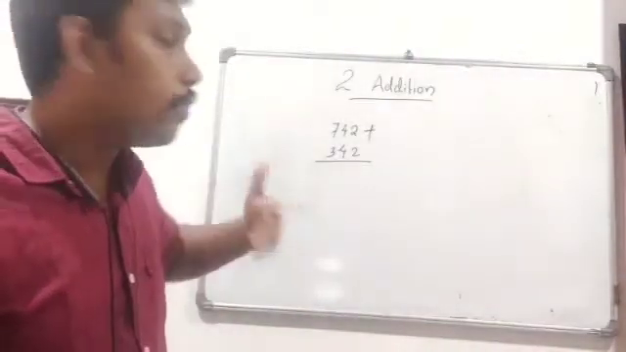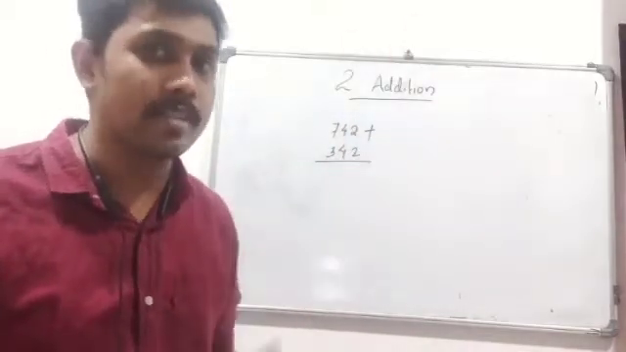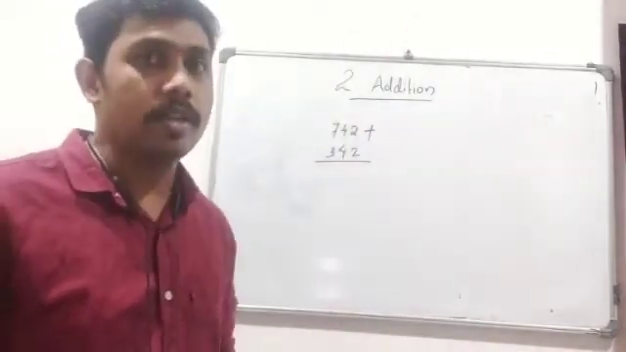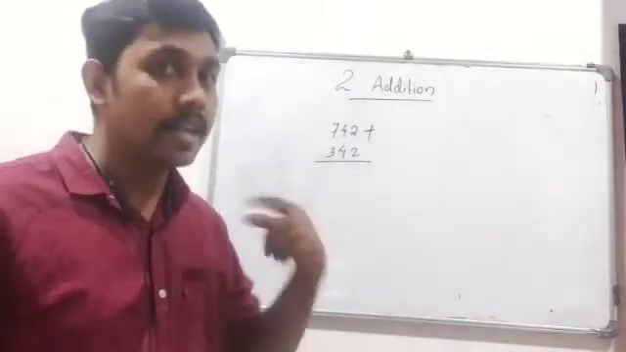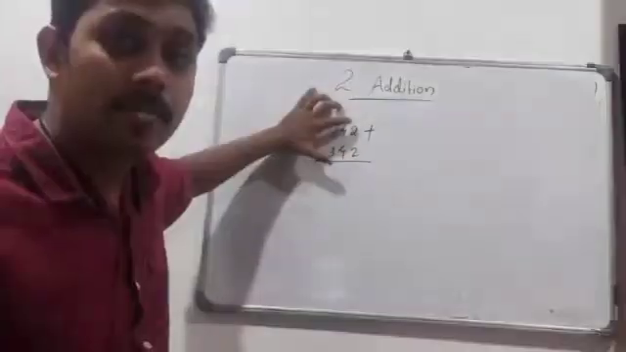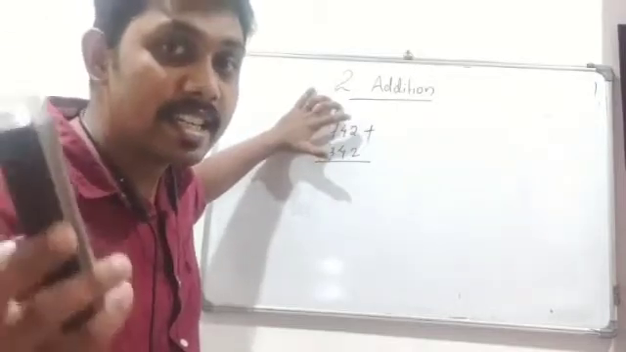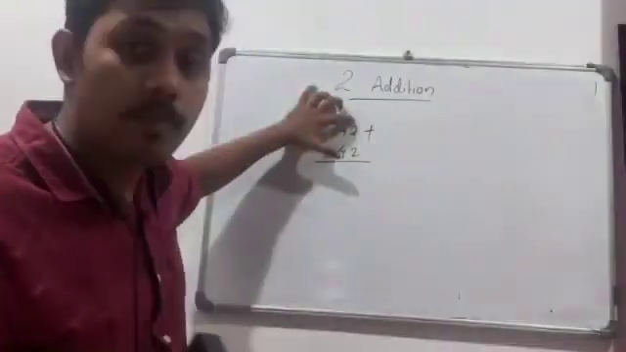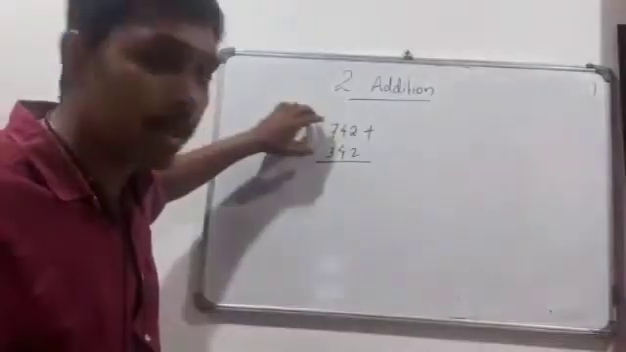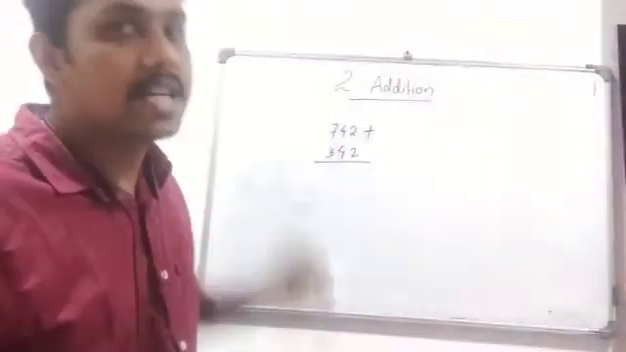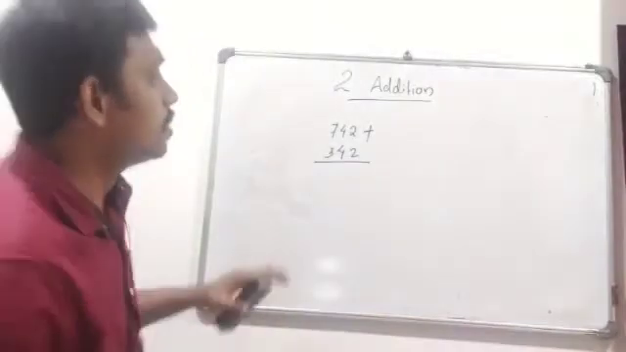For adding two numbers, we first write the two numbers column-wise, and then we add the numbers. How will you add them? First we add the digits in the ones place, then we add the digits in the tens place, and then we add the digits in the hundreds place, isn't it? Come on, let's add these numbers.